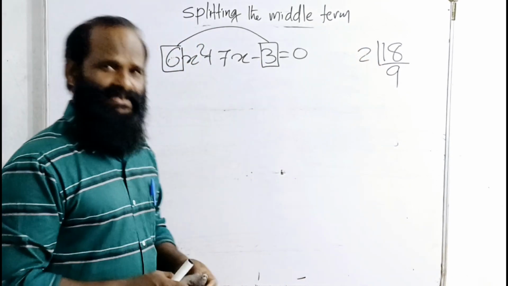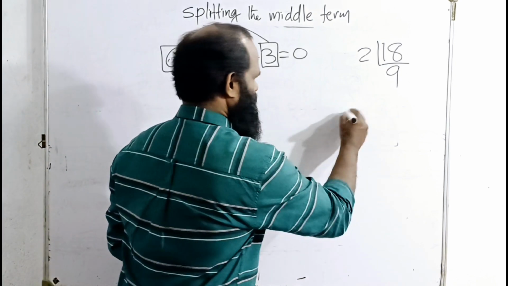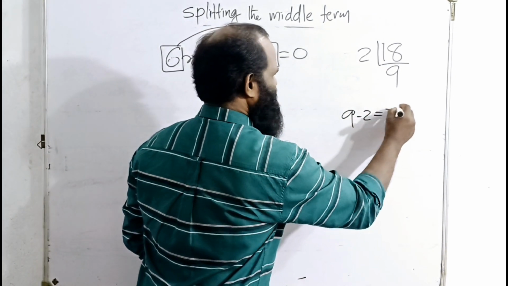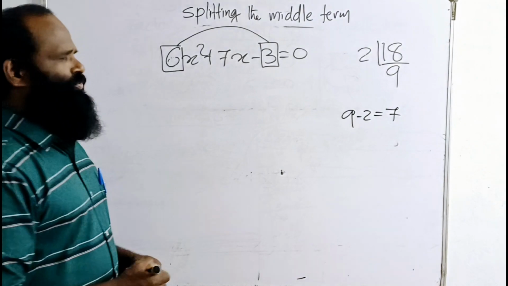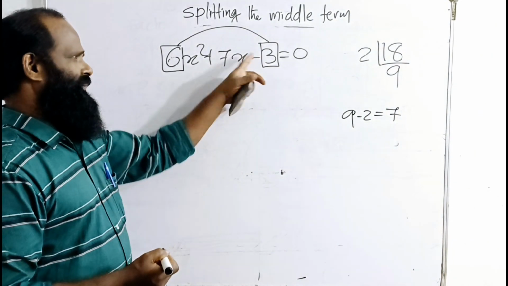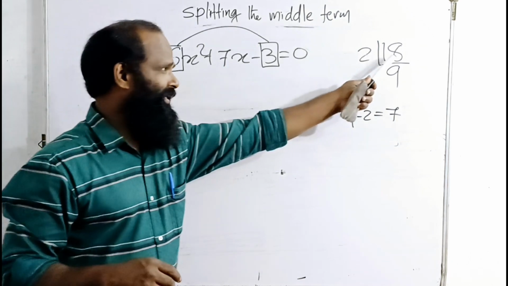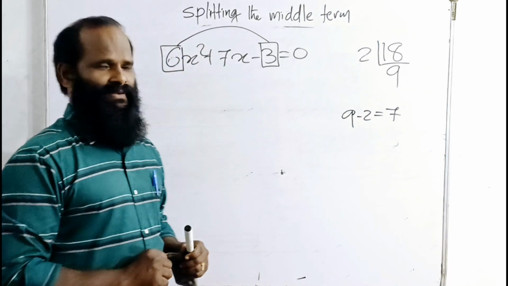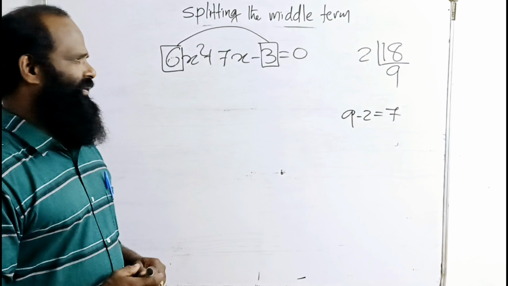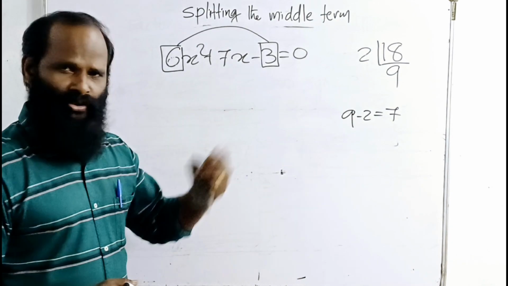See here, subtraction is to be done. So we write 9 minus 2 is 7. When two numbers are subtracted, we must get 7. ഏതാണ് two numbers? 18 എന്ന നമ്പറിന്റെ രണ്ട് ഫാക്ടേഴ്സ് സബ്ട്രാക്ട് ചെയ്യുമ്പോൾ 7 കിട്ടണം. നമുക്ക് ഓൾറെഡി കിട്ടിക്കഴിഞ്ഞു, ഇനി മുന്നോട്ട് പോകേണ്ട ആവശ്യമില്ല.